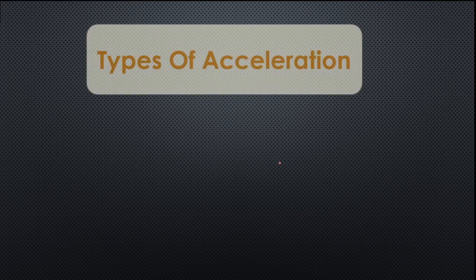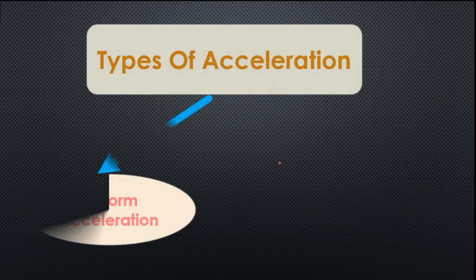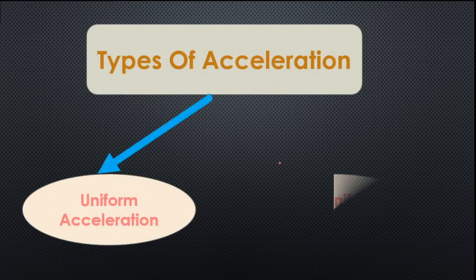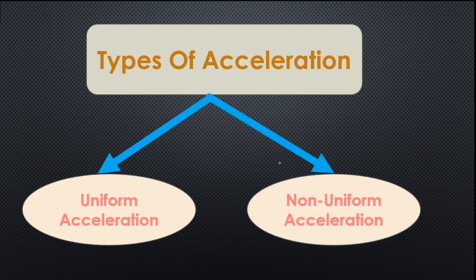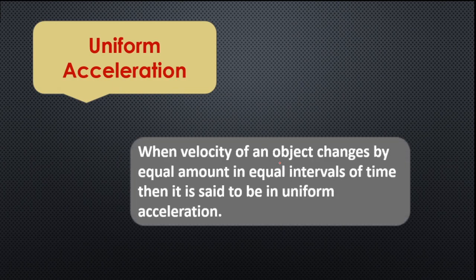Now, there are two types of acceleration. First one is uniform acceleration. Another one is non-uniform acceleration. So, first of all, uniform acceleration, let's understand its definition. When velocity of an object changes by equal amount in equal intervals of time, then it is said to be in uniform acceleration. Let's understand this concept with an example.